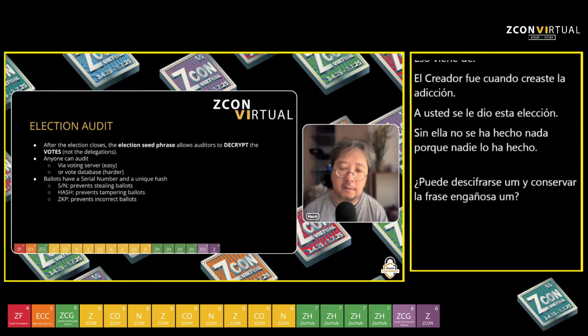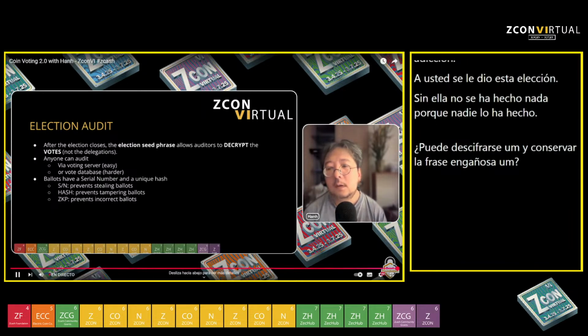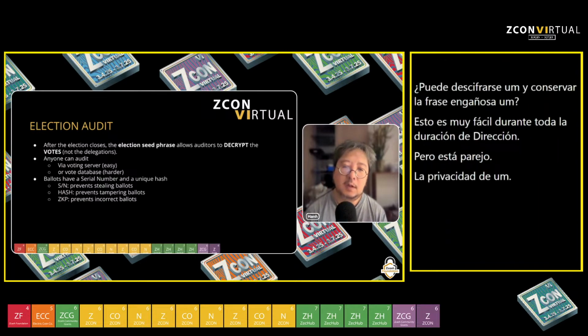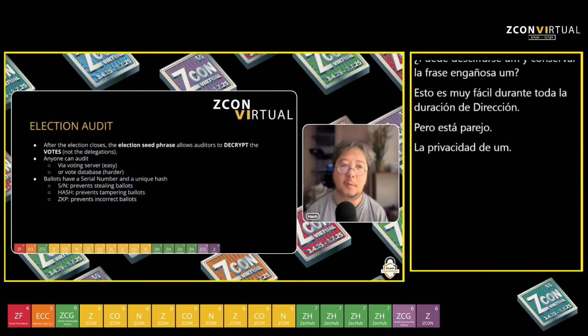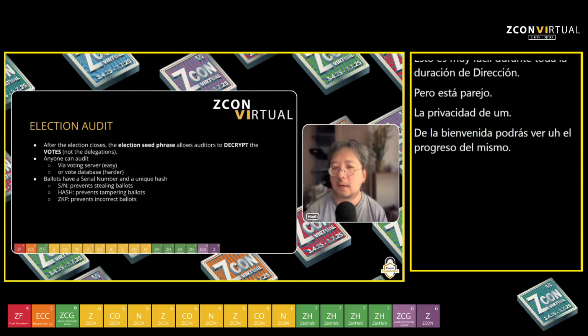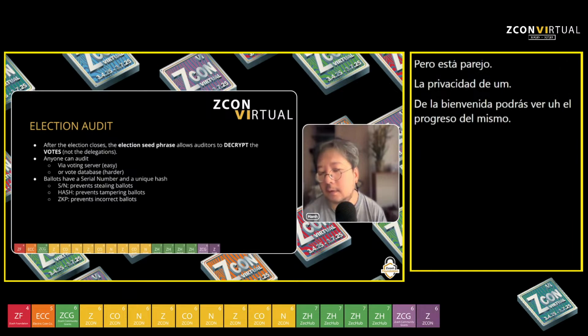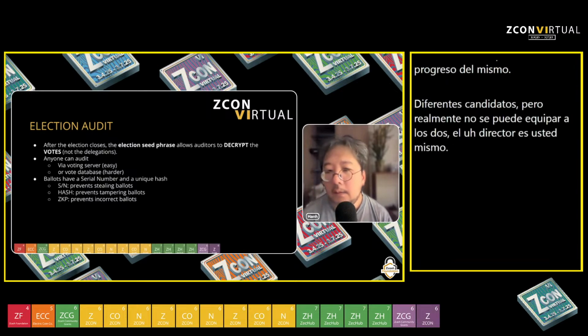It's better if the seed phrase is kept secret for the whole duration of the election. But even if it is disclosed, all you lose is the privacy of the outcome. You would be able to see the progress of the different candidates, but you really cannot decrypt the votes of the electors themselves. Right? So if you delegate A to B, then this is not going to be decryptable with the election seed phrase. All right.